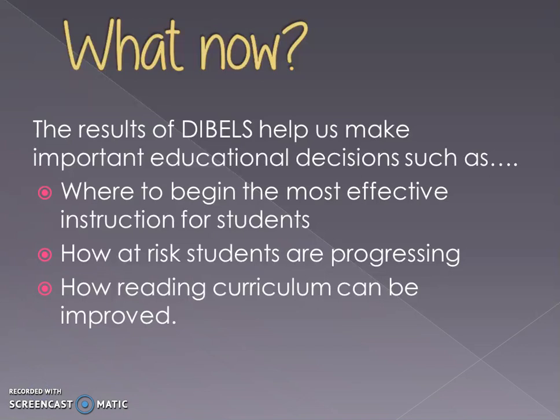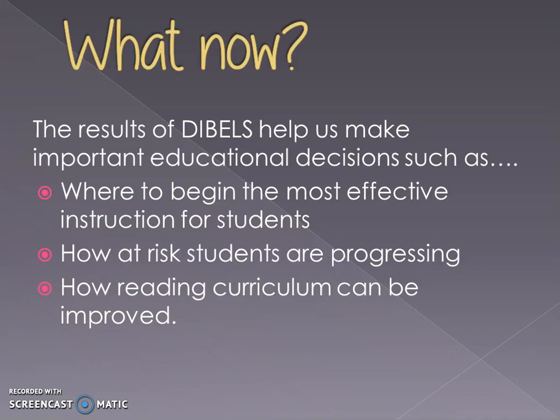DIBELS are short 1-minute tests. The results help us make important educational decisions. Some of the things we can do with this information is decide where to begin the most effective instruction for our students. We can also look at how at-risk students are progressing and how reading curriculum can be improved. Another way we can use the results is to form groups. We can use it to form our reading groups based on students that are at the same level and that need help with certain things.